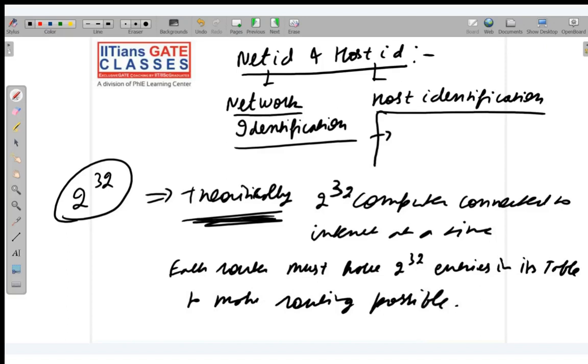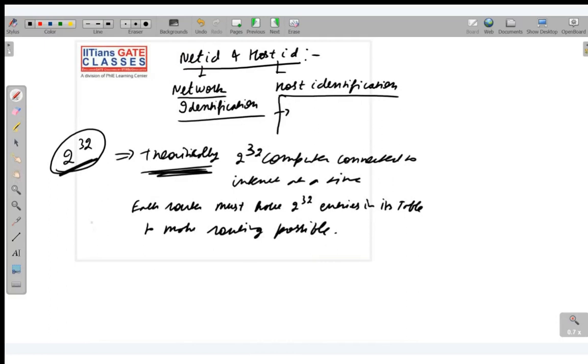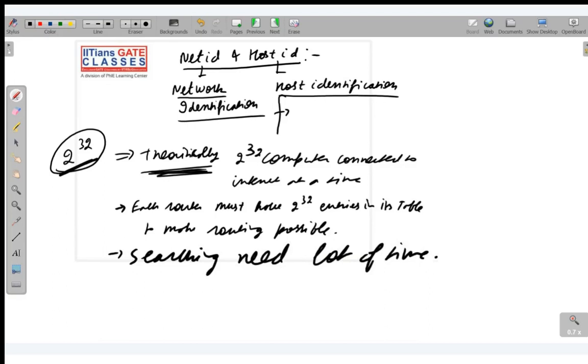Now if an entry is missing, then how will you route the packet? That is impossible. Okay, so now see the problem. If each router is having 2 power 32 entries, 2 power 32 is 4 billion entries. So searching an IP address in that table will take a lot of time. Searching needs a lot of time. So in order to avoid this scenario, the concept of net ID, or network identification, was developed.